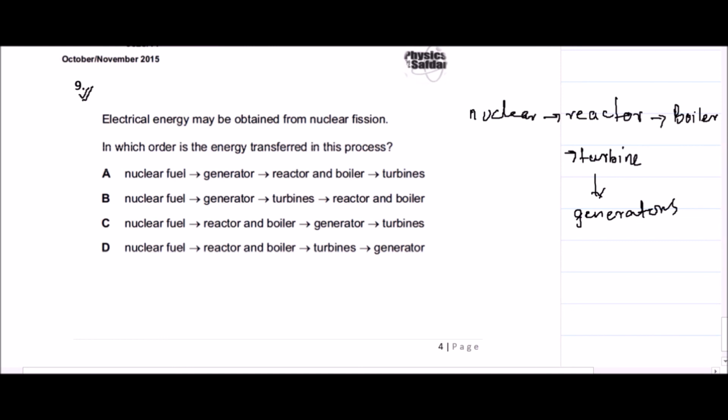In option A, nuclear fuel, it's okay. Second step, the generator, that is not correct. Option B, starting with the nuclear fuel, it's okay. In the second step, generator, that is not correct. Nuclear fuel in option C, reactor and boiler, it's okay. But look at the third step, generator, that is not correct. The last option D starts with the nuclear fuel, it's okay. Then reactor and boiler, correct. Then turbine, and finally generator. So that is the correct sequence. Option D is the final answer.